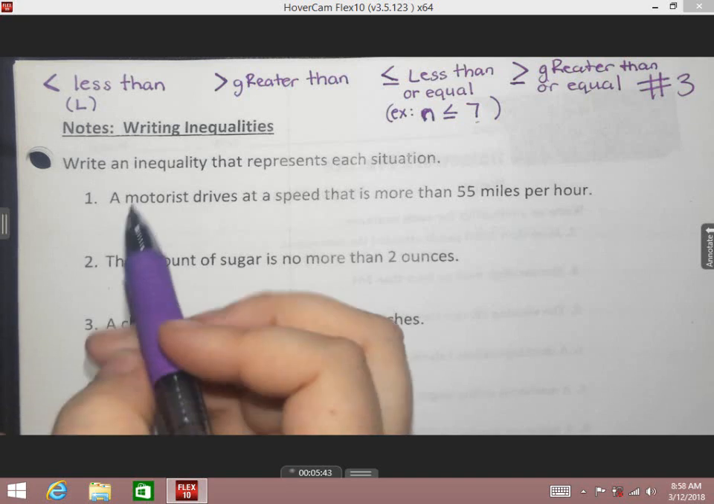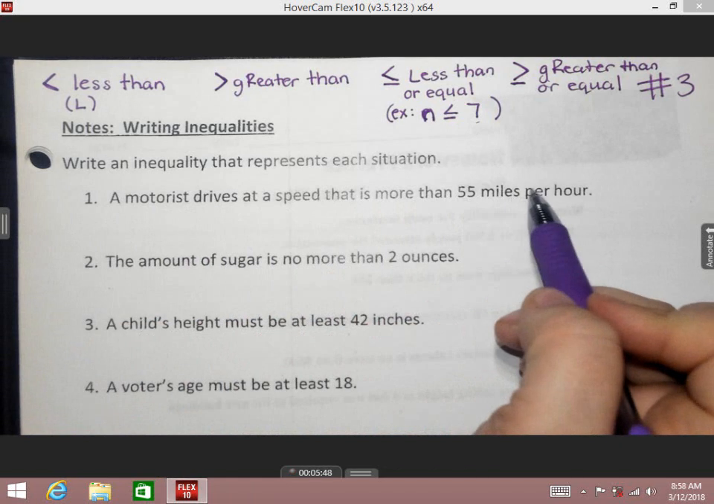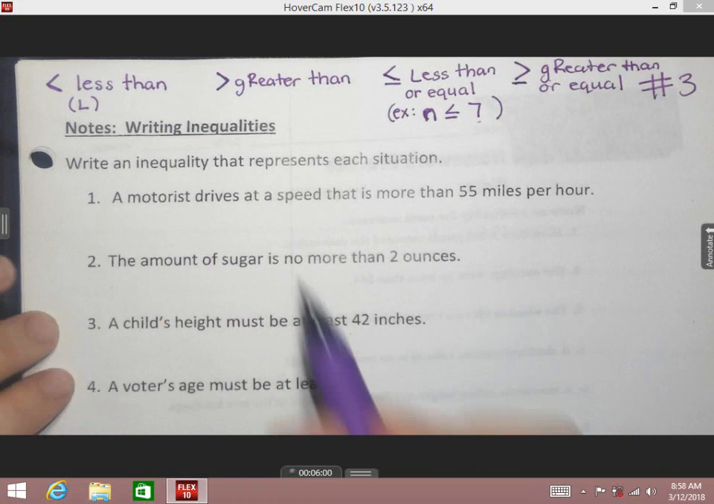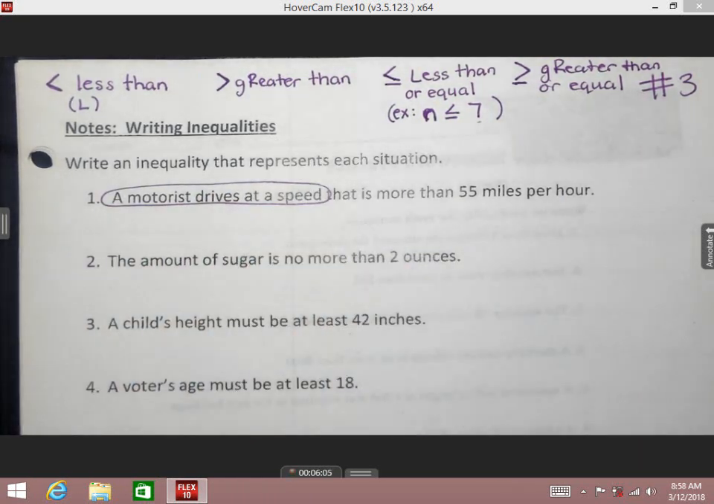All right. It says, a motorist drives at a speed that is more than 55 miles per hour. What is this sentence talking about? Okay. A motorist and the motorist's speed. So, a motorist drives at a speed. Do I know what that speed is? No, I don't know how fast that motorist is going. So, we're going to circle that because I don't know it. It's what my sentence is about. It's what I need more information on.